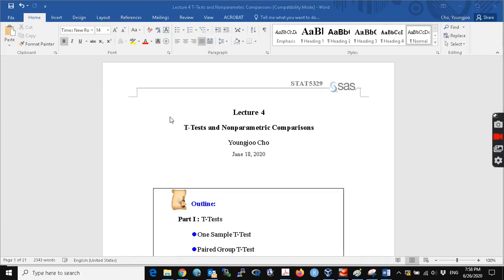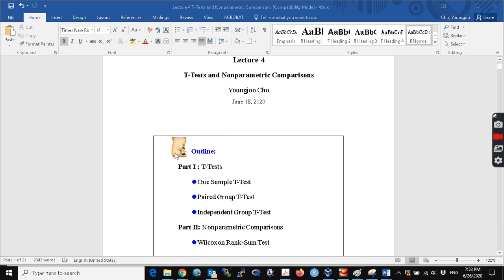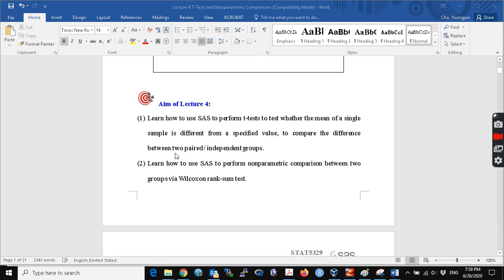Let's talk about the t-test and the non-parametric test corresponding to the t-test. The t-test is very famous in statistics and also in other fields. The t-test is the basics for hypothesis testing. So we're going to talk about the theory of the t-test and how to do the t-test by using SAS.